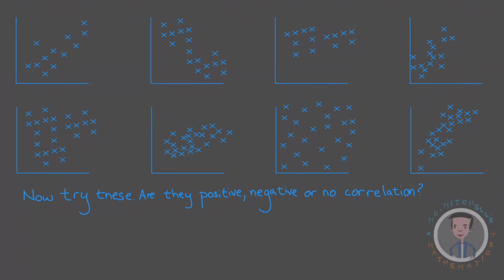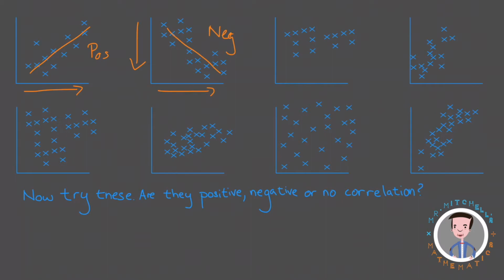Okay, let's look at the first one. In this example, we have positive correlation. That is because as x gets bigger, so does y. And so we have positive. In the next one, we have the opposite, negative correlation. That's because as x gets bigger, y gets smaller, so negative.